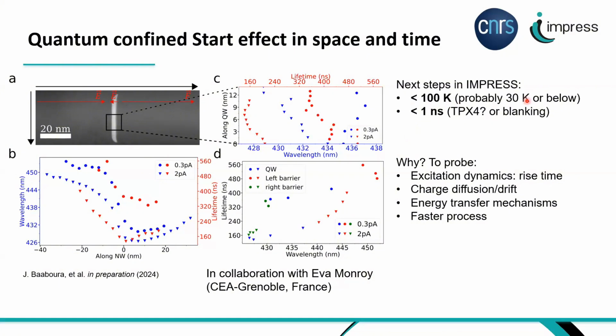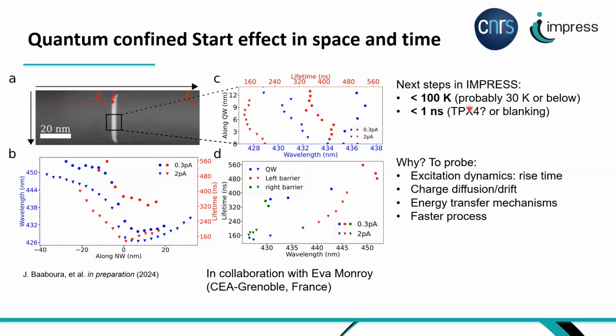We're going to have access to many other semiconductors that we cannot study with experiments at 100 Kelvin. So this is ongoing, and we should probably have a working device at the beginning of next year, hopefully here at the LPS. And the second part that we are planning on working on within IMPRESS is to reach temporal resolutions which are better than a nanosecond.